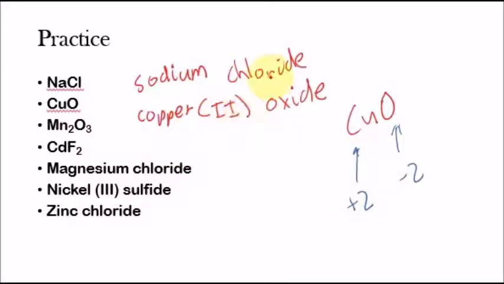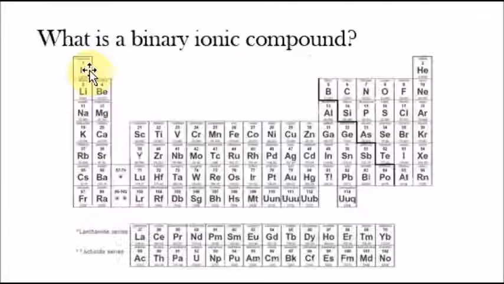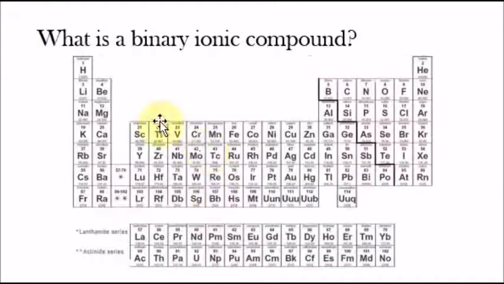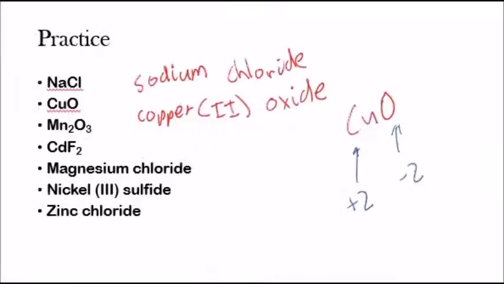If the metal is not a transition metal, so those would be metals which are in these two rows right here, then we don't have to write the Roman numerals. For example, sodium is not a transition metal, so we don't write the Roman numerals. Hope that makes sense. Let's look at our next example over here.